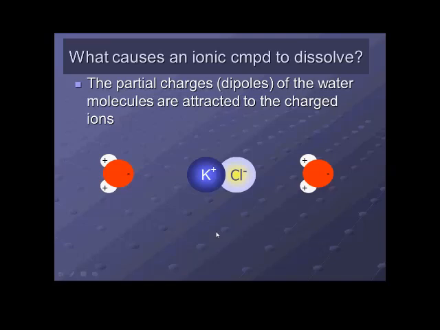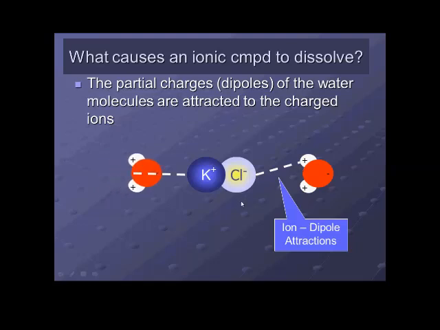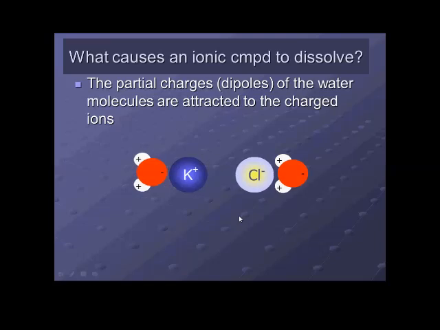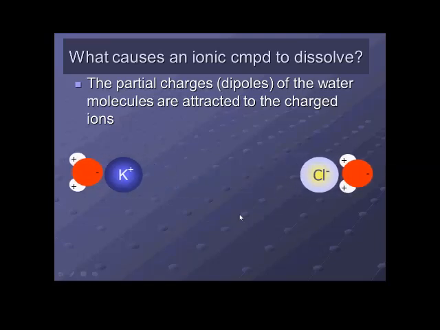However, when we put this in water, things get a little more complicated because the ions are also attracted to the dipoles of the water molecules. So here we have our chloride ion. Well, it's going to be attracted to the positive end of the water molecule. Water's polar, of course, so we have our dipoles, and really that's a partial positive charge. And because there's an attraction between the two, we call it an ion to dipole attraction. And if that attraction is strong enough, then we might be able to pull the compound apart.